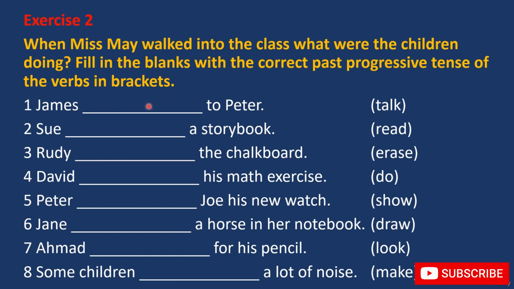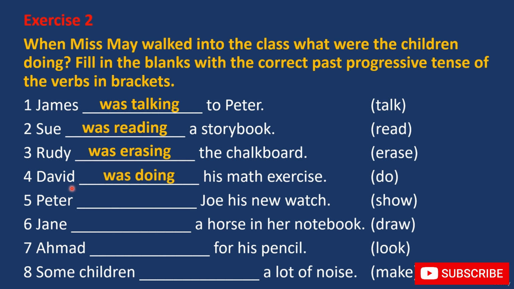So first one, I need to use was or were plus verb ing. Excellent. James was talking to Peter. Great. What about Sue and the verb read? Sue was reading. Excellent. Rudy was erasing. What about David? David was doing his math exercise.